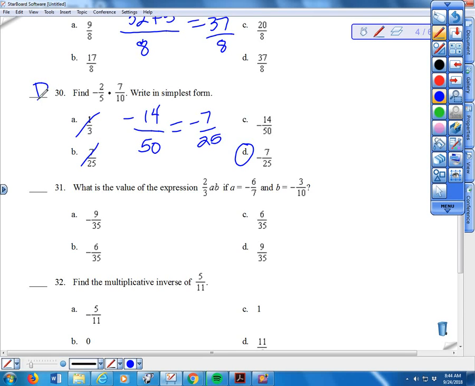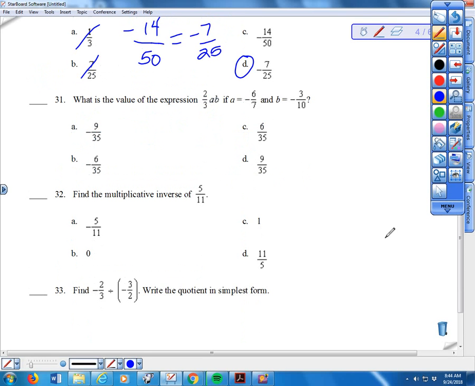Okay, what's the value of the expression 2/3 times A times B if A is negative 6/7 and B is negative 3/10? 2/3 times negative 6/7 times negative 3/10. What's the sign of this answer going to be? Positive or negative? Negative times a negative is a positive, times a positive is still positive. So the answer is going to be positive.